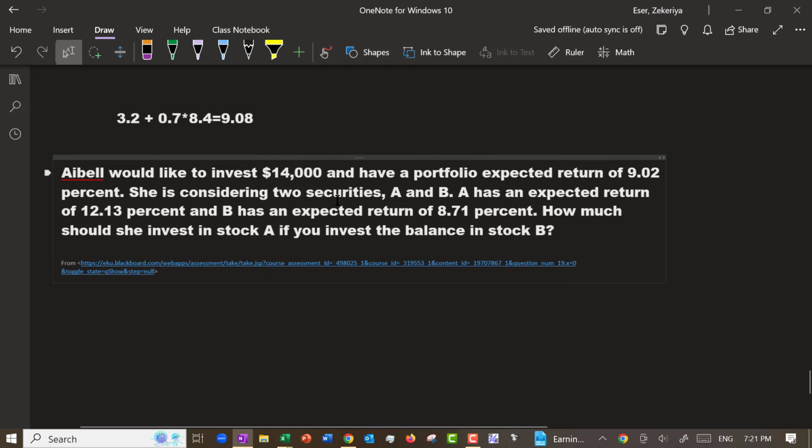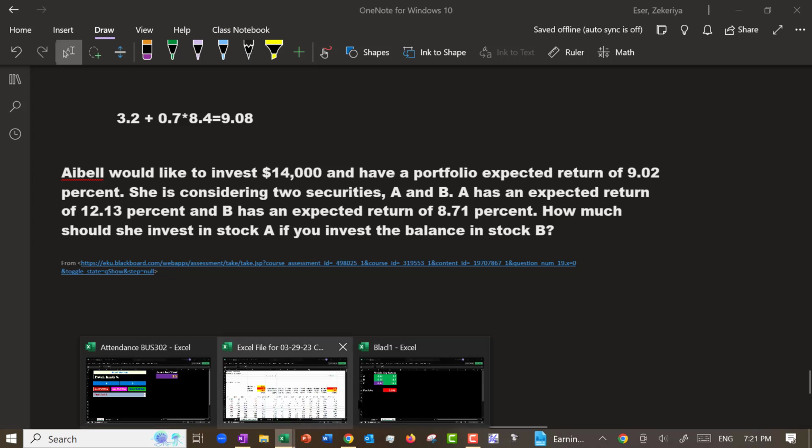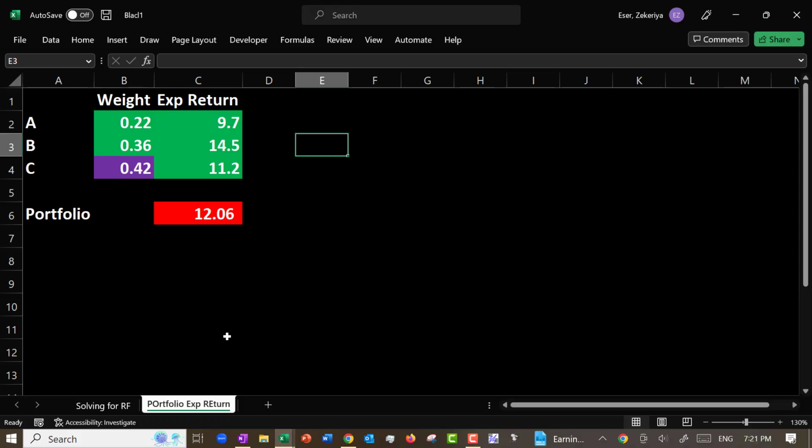You want to invest 14,000 and you want your portfolio expected return to be 9.02. You're considering two securities, A and B. Expected return of A is 1213, B is 871. How much of that should you invest in stock A if the rest is in stock B? Let's actually do this in Excel. We can do it algebraically.